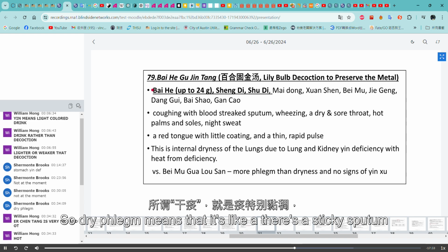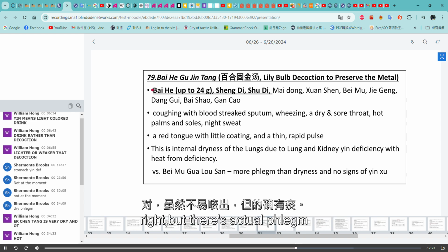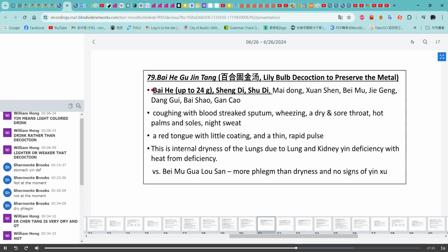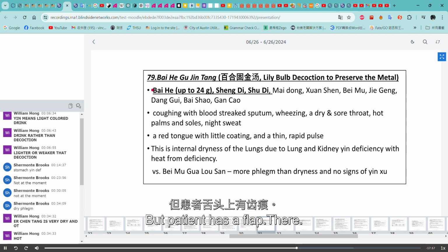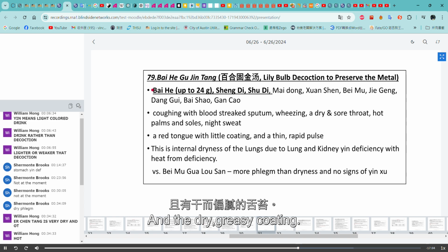So dry phlegm means there's sticky sputum that is very difficult to expectorate, but there's actual phlegm, and everything is kind of dry. The patient has phlegm there, so the tongue, instead of this insufficiency tongue, is actually swollen with a dry, greasy coating.